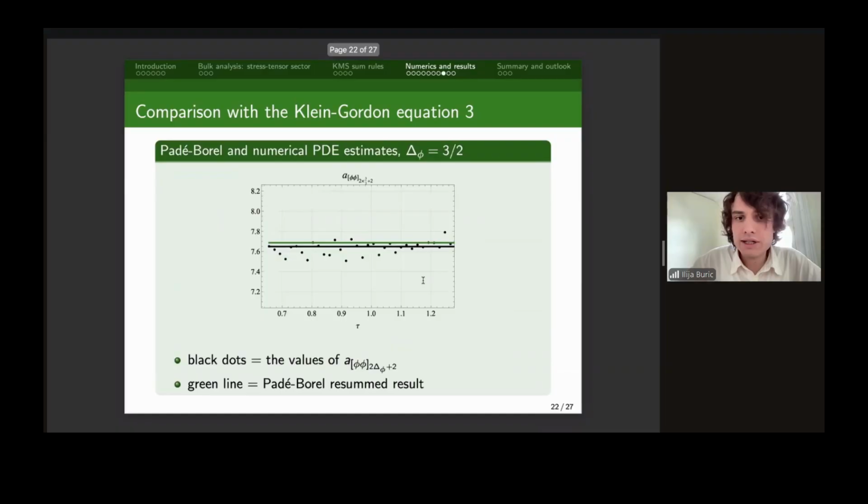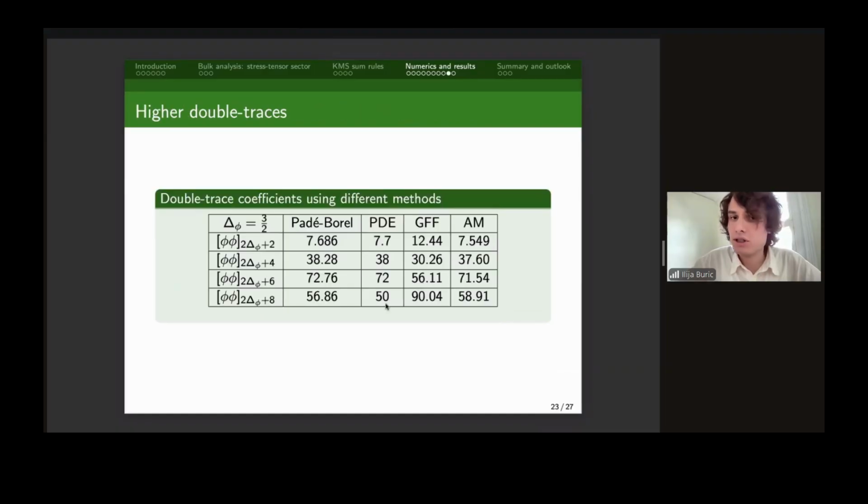And so this comparison with the differential equation is just a sanity check, and it shouldn't be read as the precision of the Pade-Borel obtained numbers, but it's really because the partial differential equation can never reach that type of precision. It's a sanity check of the method rather than anything else.